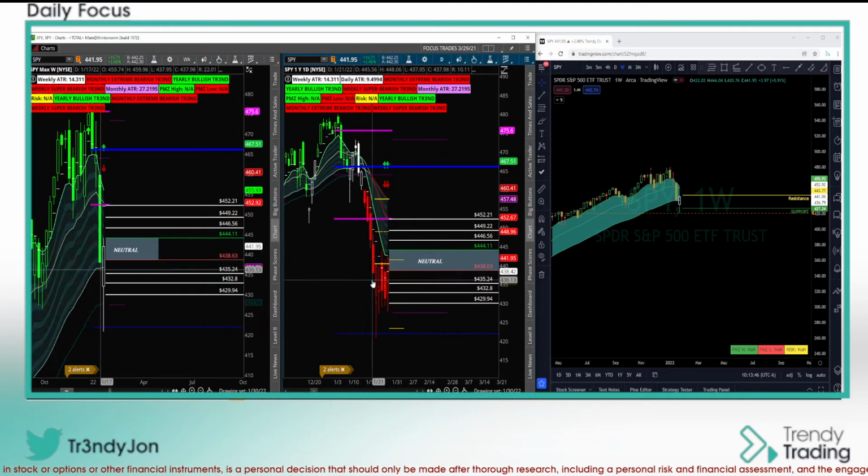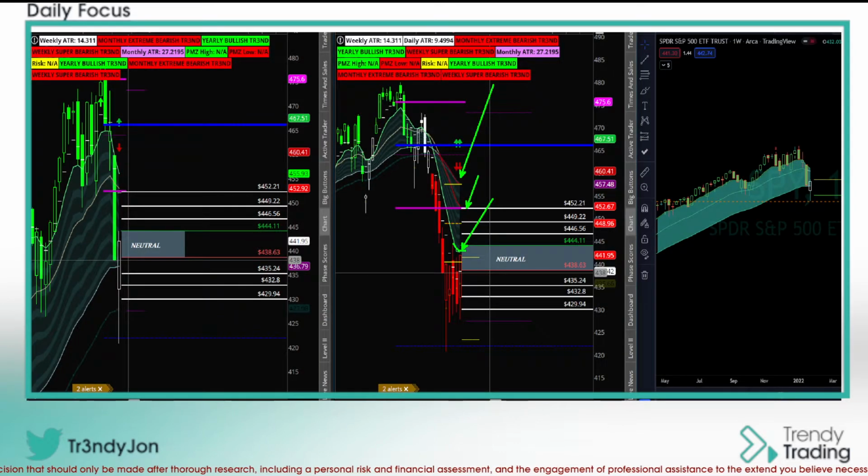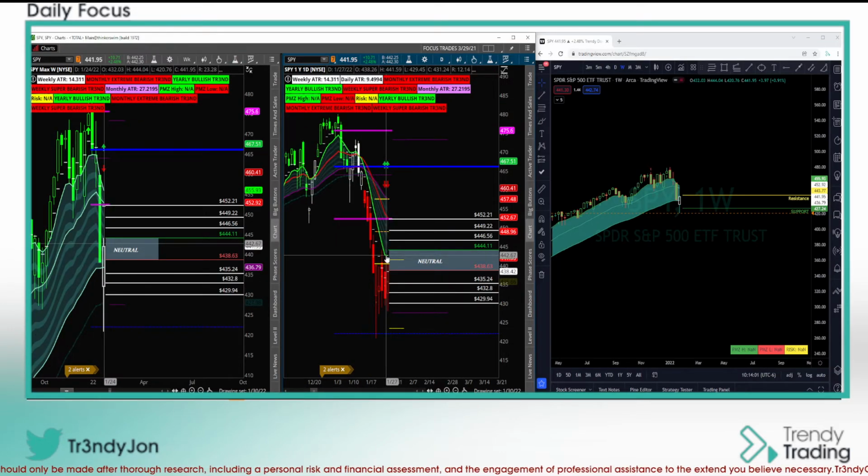Over here on the right hand side, this is the daily. Notice we're getting very close to testing from under the cloud here. Okay, so here's the daily cloud. This is your first set of resistance, and you can see that that resistance happens inside of this neutral.